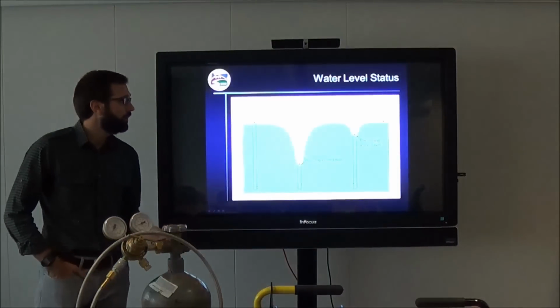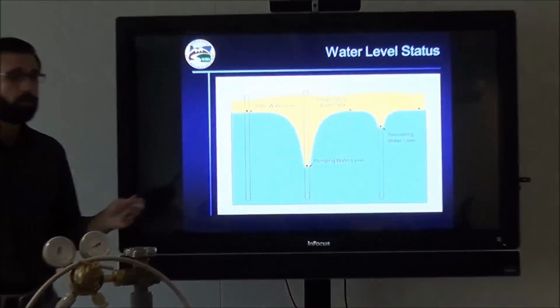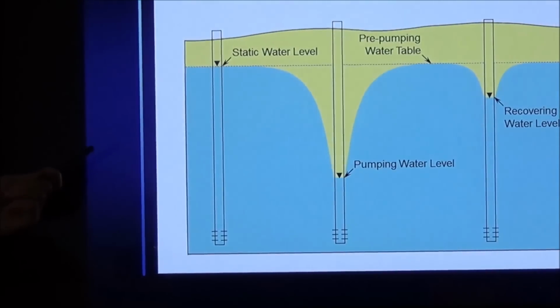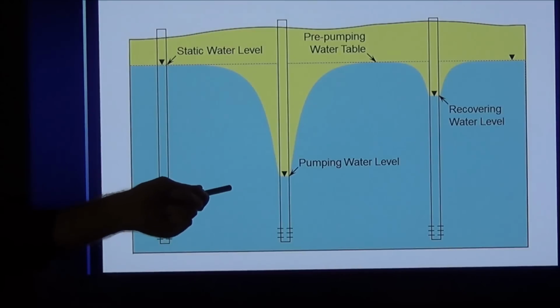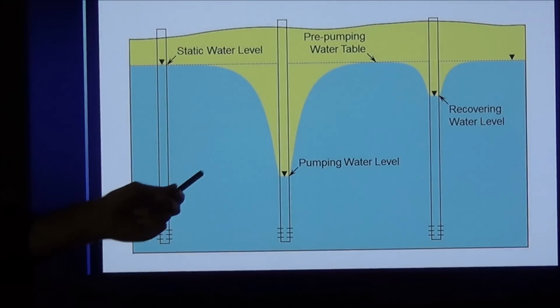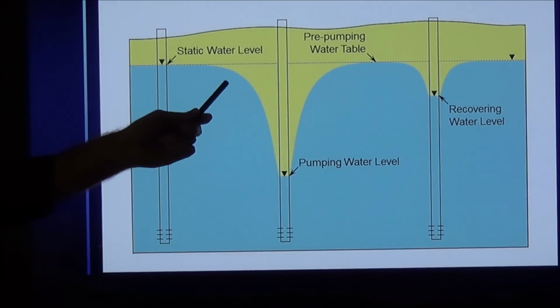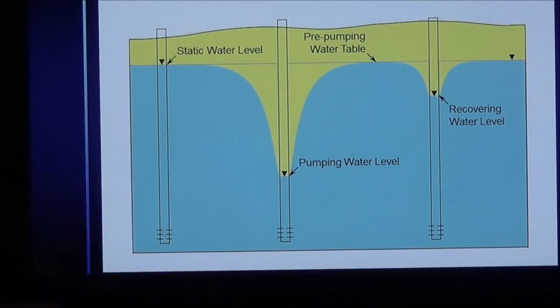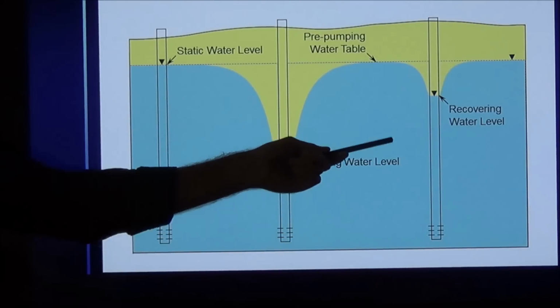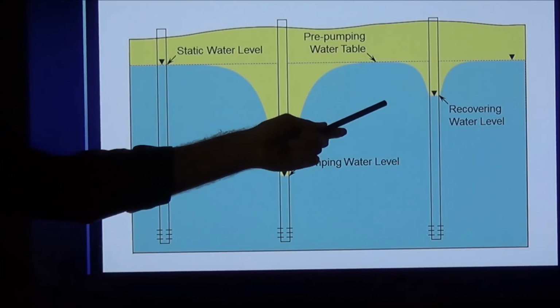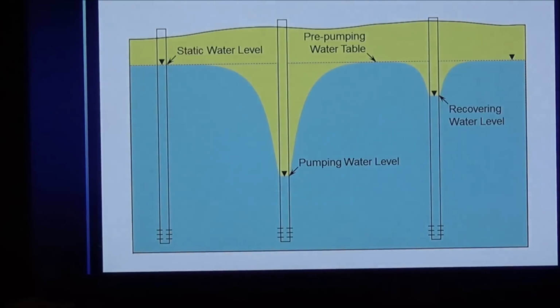Here's just a diagram looking at a cross-section of an aquifer about water level status. What we see on the left here is a static water level, not influenced by any pumping or anything that's going on in the aquifer. In the middle here is the water level when the well is pumping. You can see the water level in the well is drawn down in response to the pumping, and a cone of depression has formed around the well. And finally on the right we see a water level that's recovering. The pump has shut off, now the water level is coming back up, and your cone of depression is shrinking in response to that.